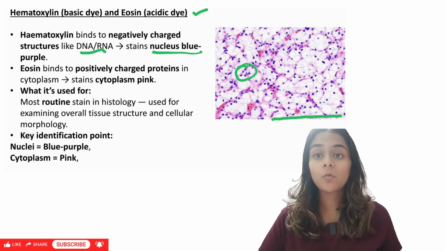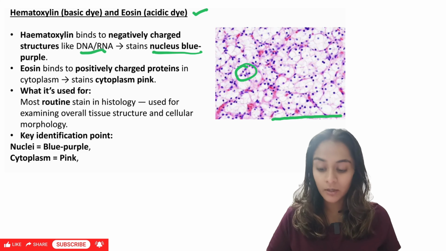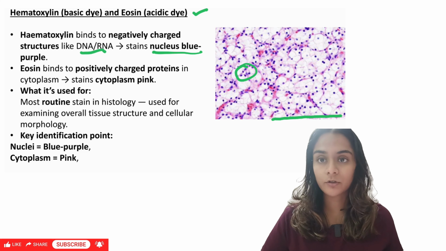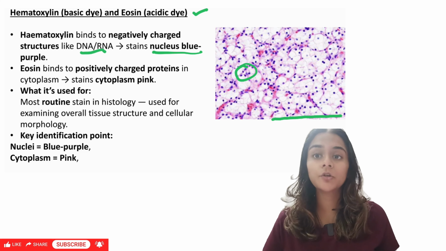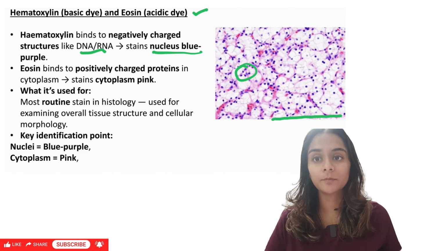What is the stain used for? It is the most routine stain used in histology for examining overall tissue structure and your cellular morphology. Key identification feature is your nucleus is blue to purple and your cytoplasm is pink in color. This is a very easy stain.